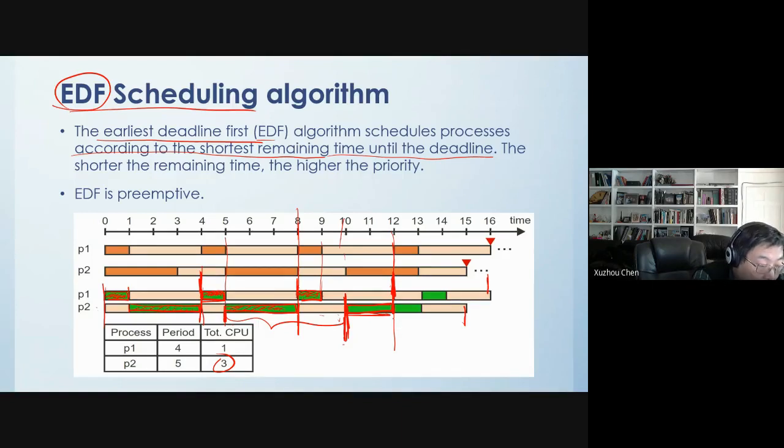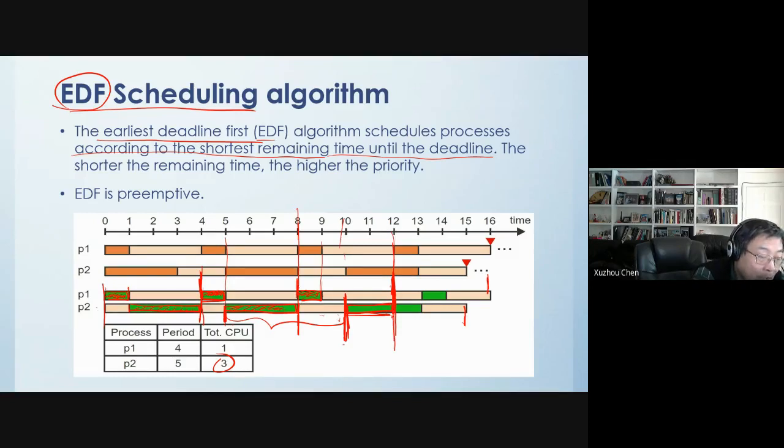However, process 2 is actually in the CPU. So based on the RM, the previous scheduling algorithm, because process 1 has a higher priority than process 2, it's going to preempt and let process 1 execute at this time 12, right? But this is the EDF, the earliest deadline first. Basically at this time, it will check the remaining time.